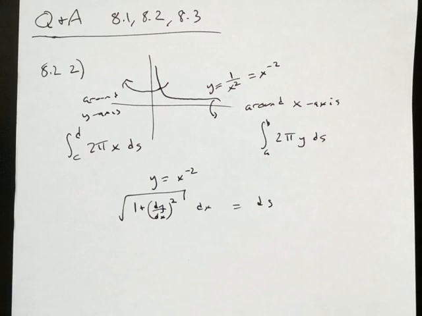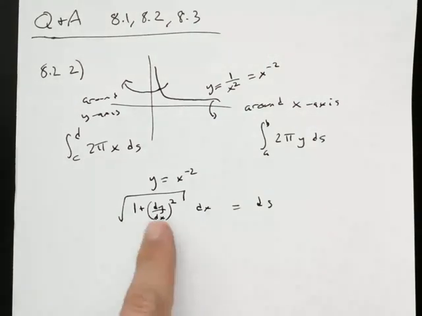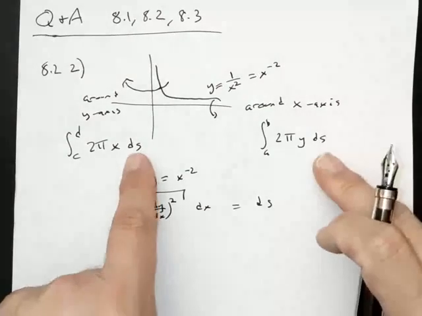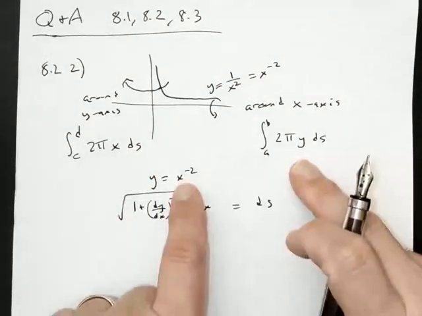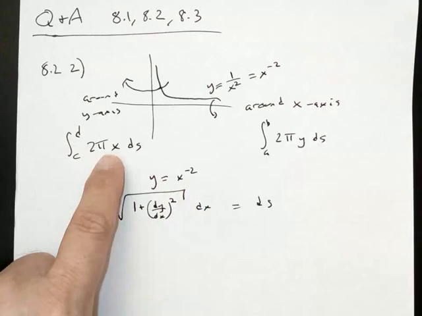So there, my ds is that arc length differential piece, right? The square root of 1 plus f prime squared. So now I just have to work out what that is. And then I'll be able to put those in here. And here I'll put this. Here I'll just leave it as an x.